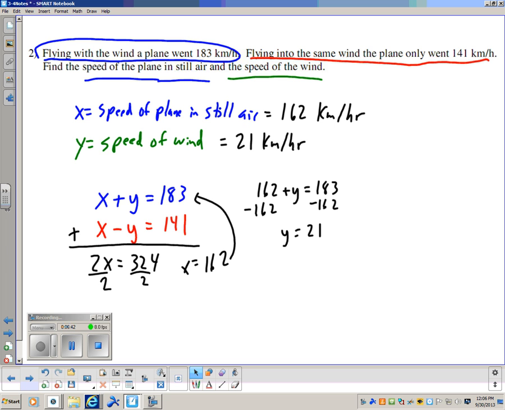With the wind, you're adding, and then into the wind there, you're going to end up subtracting it off because it's going to play a part in slowing it down.